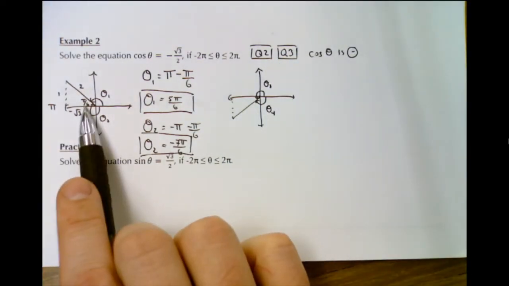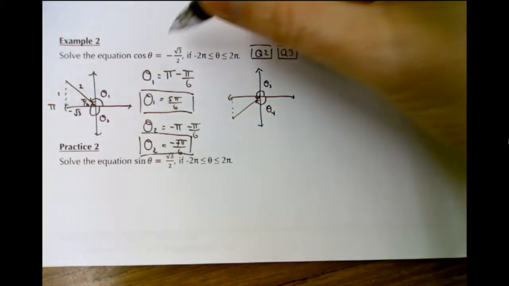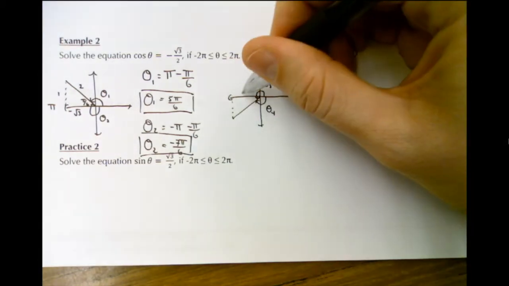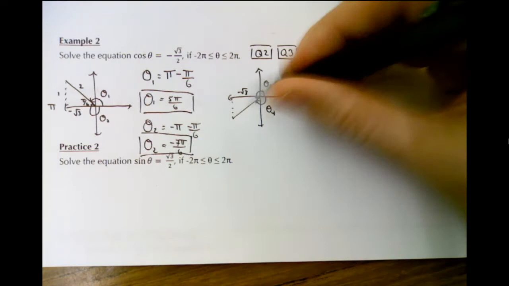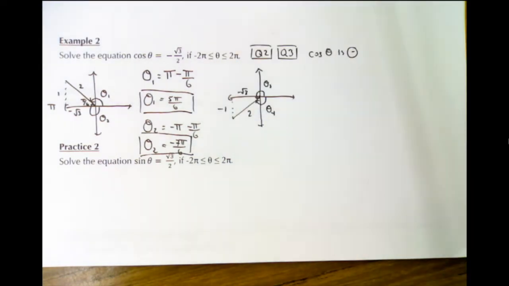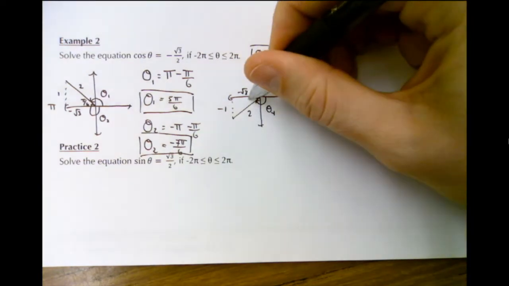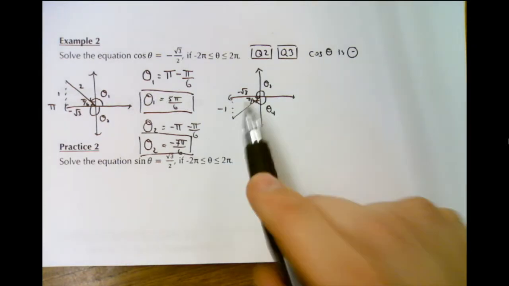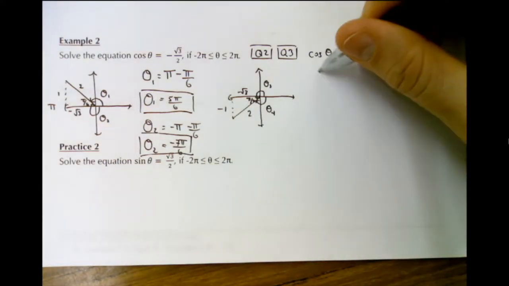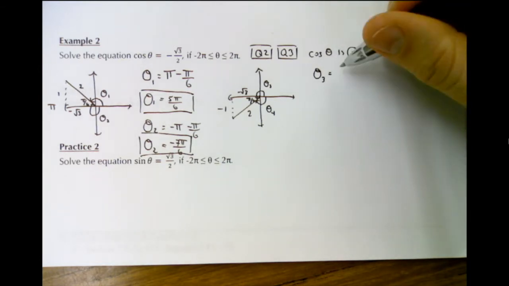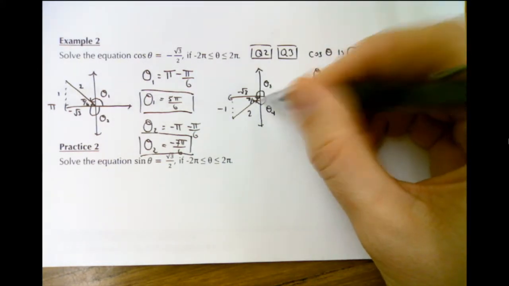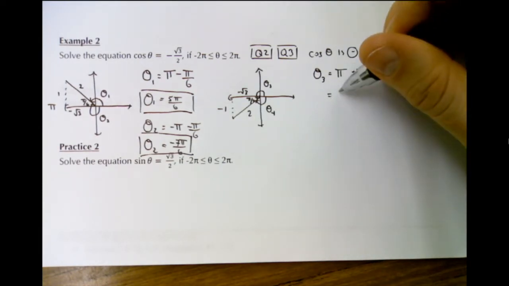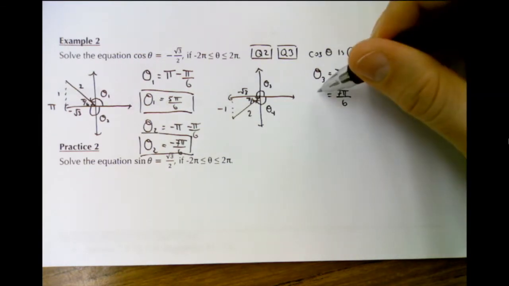Our beta, our related acute angle, doesn't change because we're still working with this ratio, negative root 3 over 2, and that's still our adjacent, negative root 3, and our hypotenuse 2. Our opposite side is still negative 1, which means that our related acute angle is still pi over 6. So if we're rotating into the third quadrant in the positive direction, or theta 3 as we called it, that would be pi, a half rotation, plus pi over 6, which is 6 pi over 6 plus pi over 6, or 7 pi over 6. That's our theta 3.